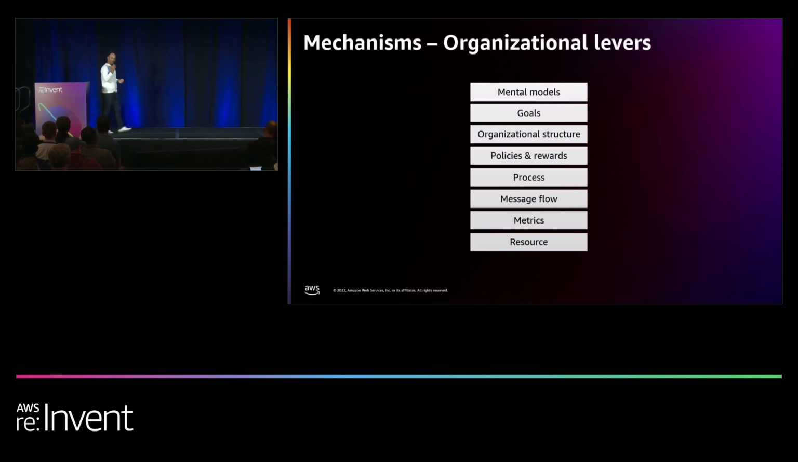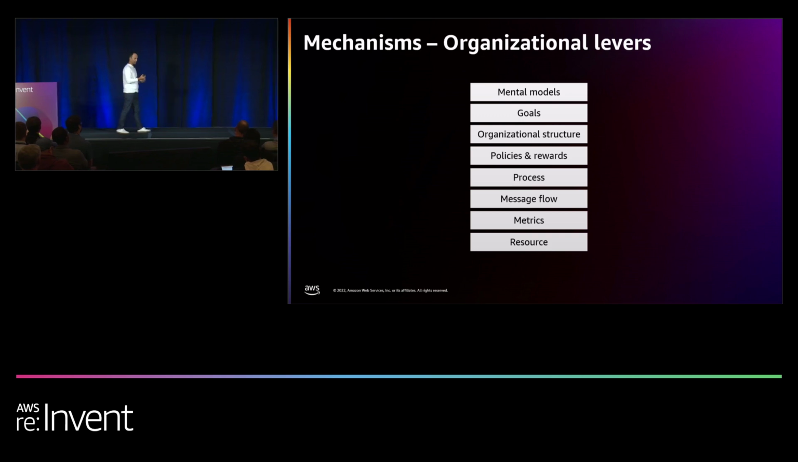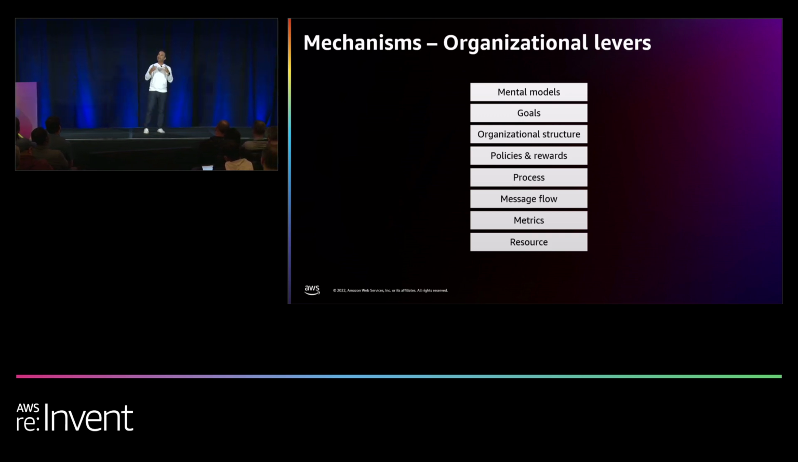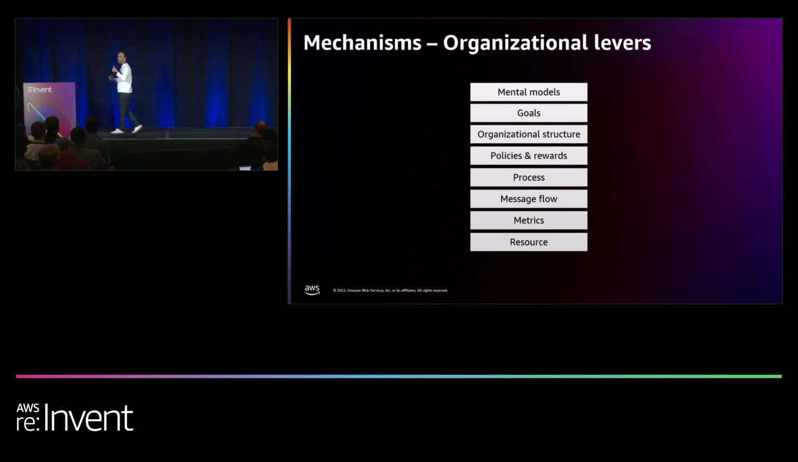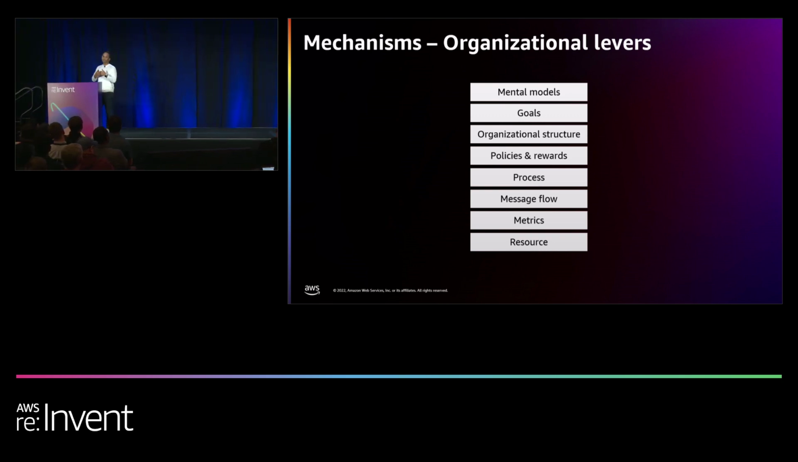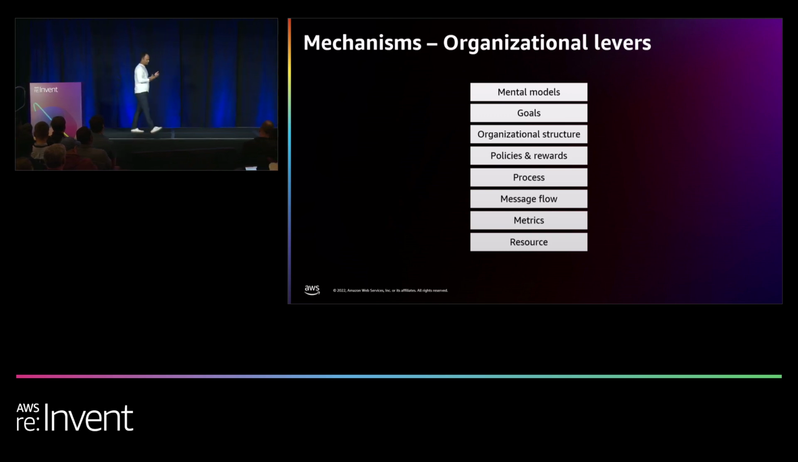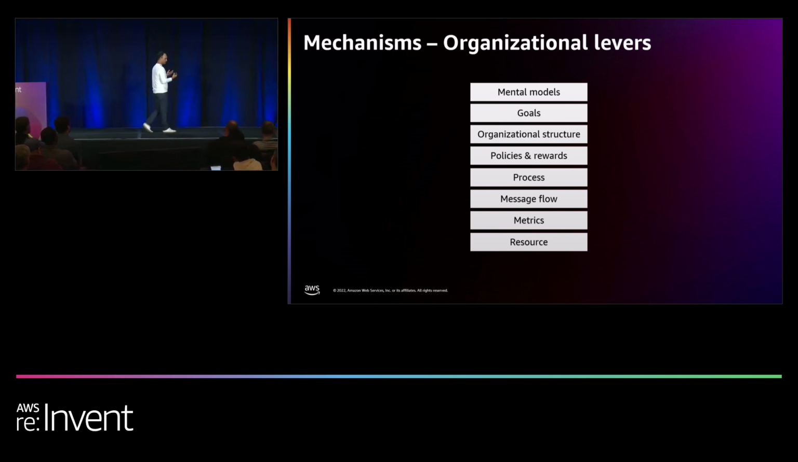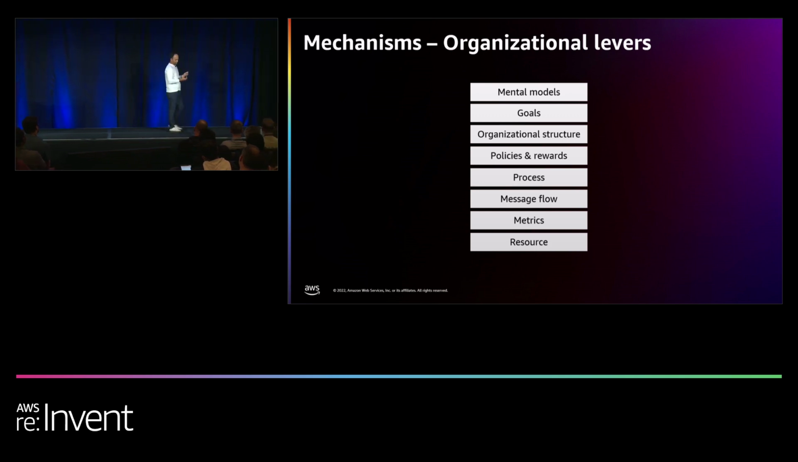And with customer obsession being a mental model, right? If we had a different mental model in place of customer obsession, our products and how we engage with customers would be completely different. And right at the bottom is resource. And that's a smaller lever, easier to pull.